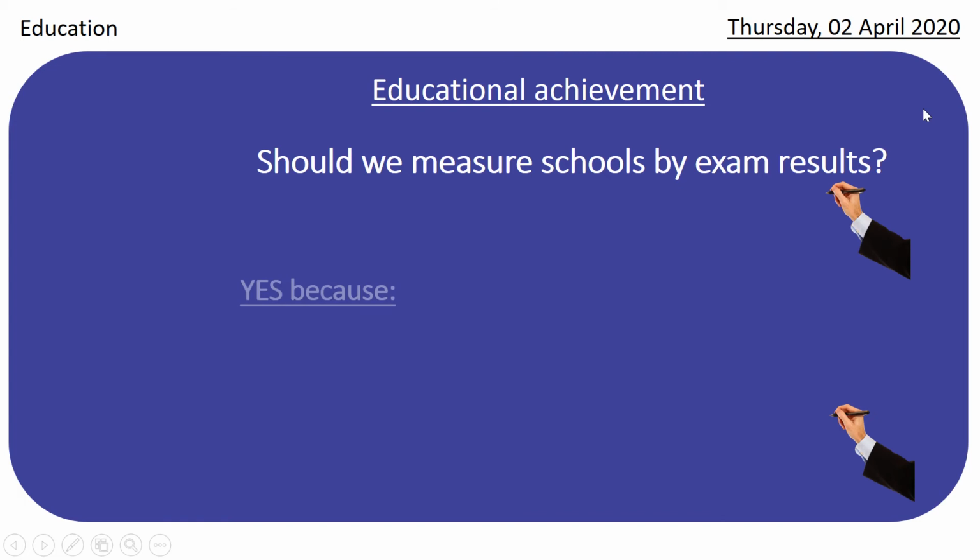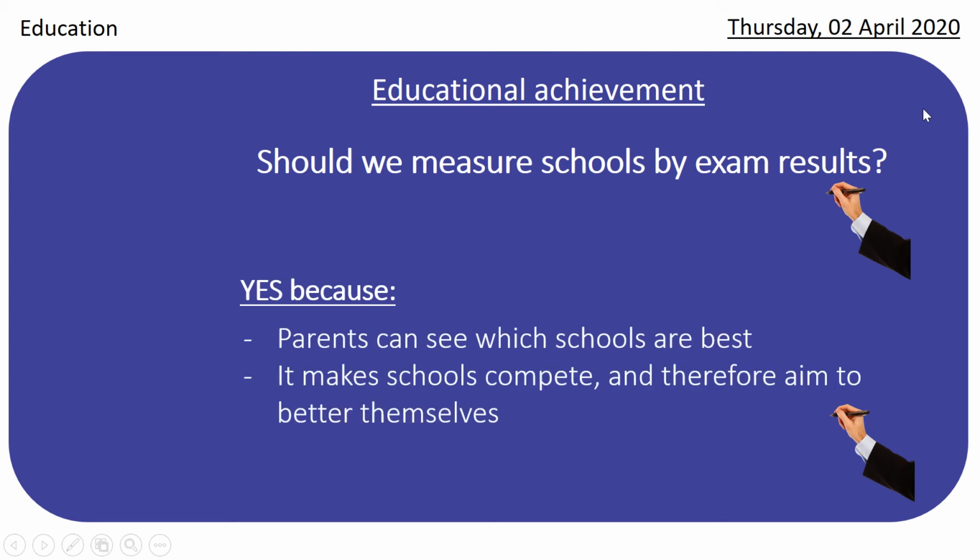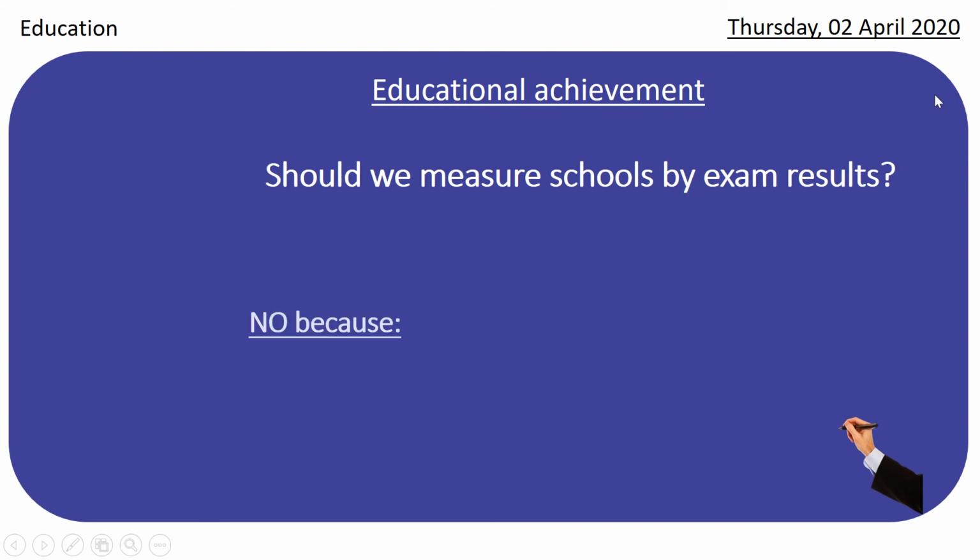Okay, so let's see what you came up with. Many people argue it's good for parents to be able to see which schools are best. And that also makes the schools compete. They want to be top of the league table and the best around, so more parents send their children to those schools, and therefore they aim to do better. And that means the quality of education overall improves.